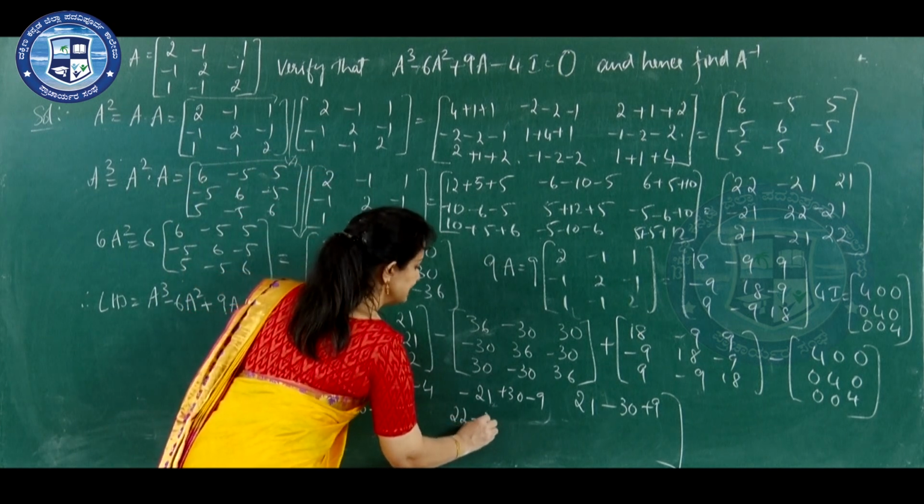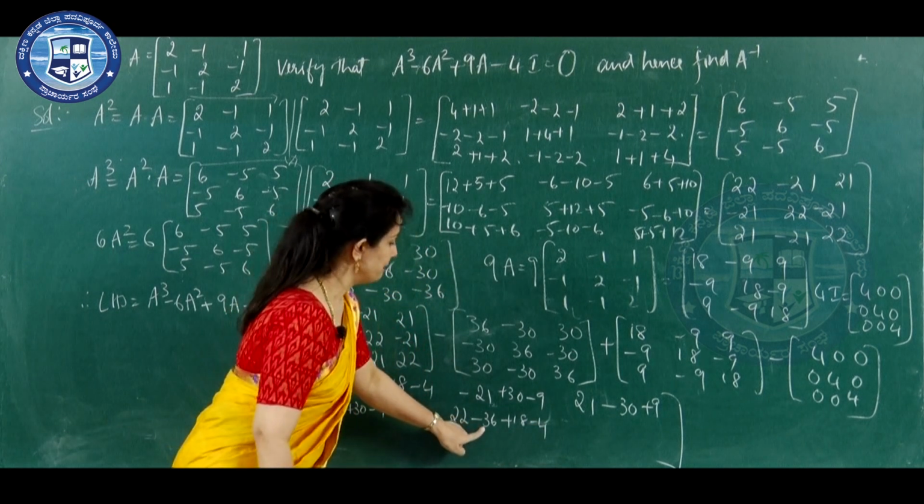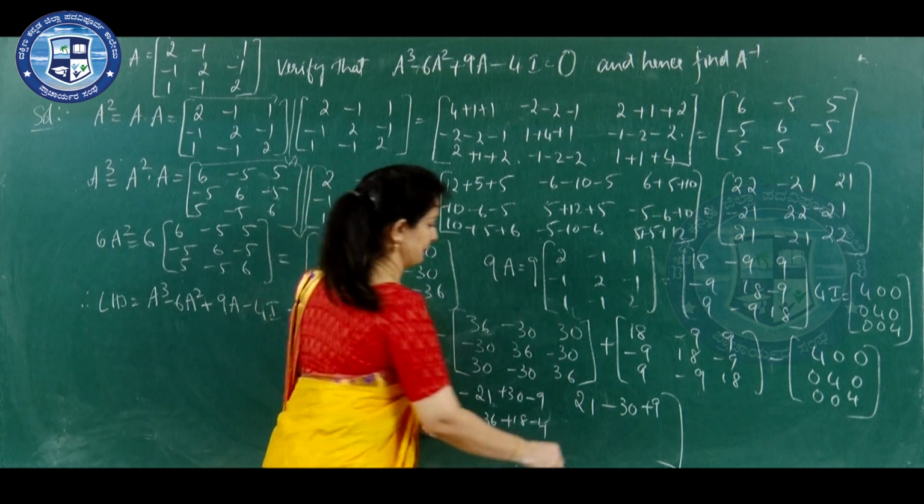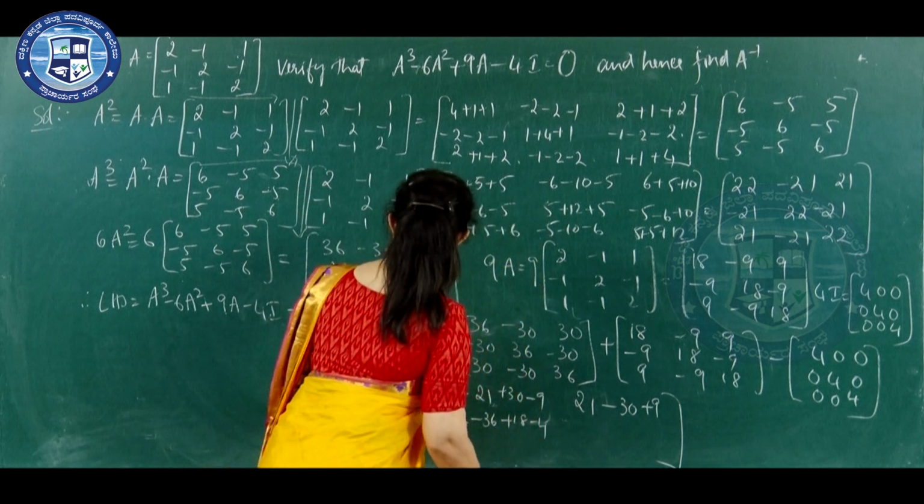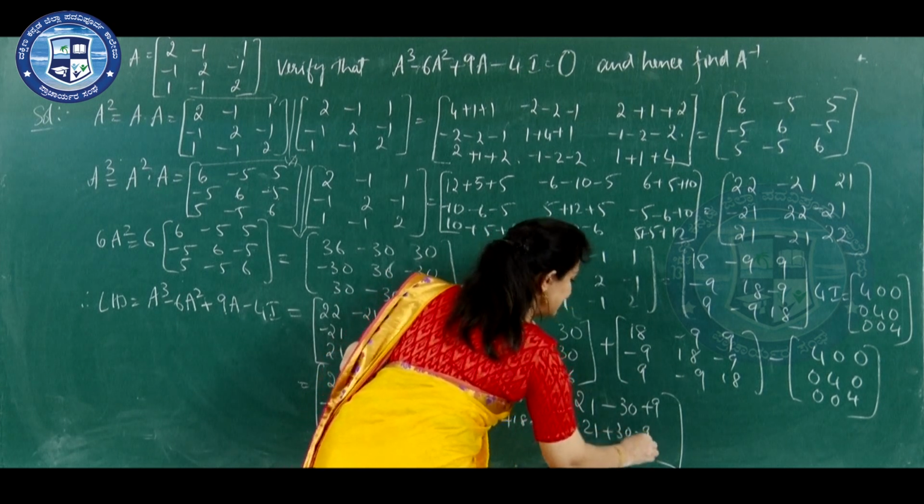22 minus 36 plus 18 minus 4. Look at this. Minus 36 minus 4 is minus 40, 22 plus 18 is 40. Then the next element, minus 21 plus 30 minus 9 is 0.